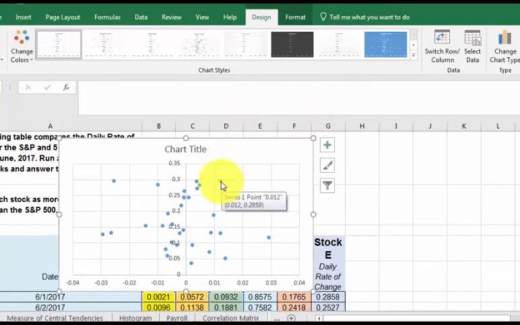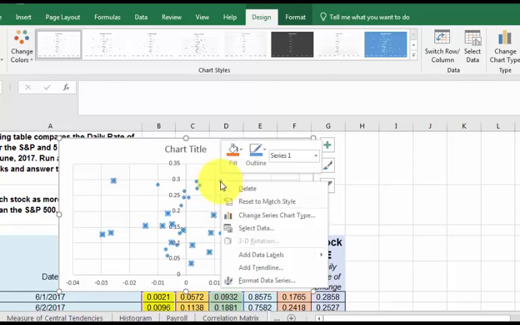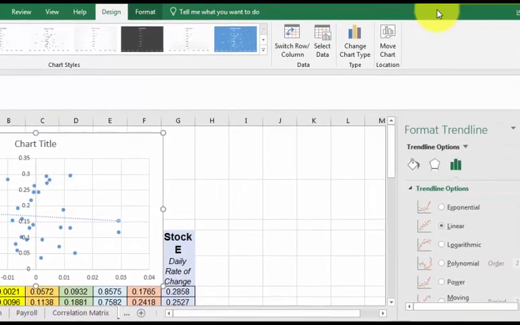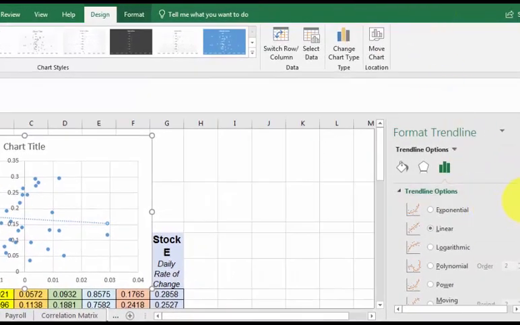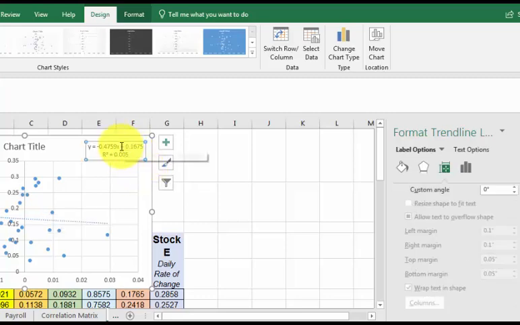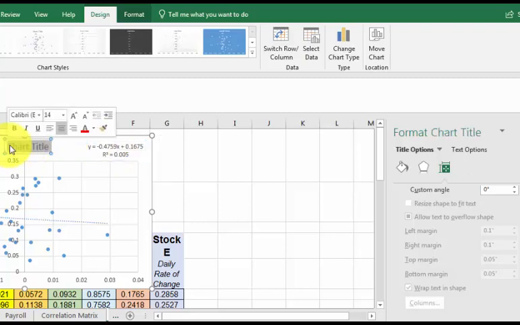Hover over any point, right click, add the trend line, get the gray box over here. We're going to add the display equation and the R squared on the chart. And there it is. So again, stock B is not as volatile as the S&P. In other words, it goes kind of slow with the price changes. Next.